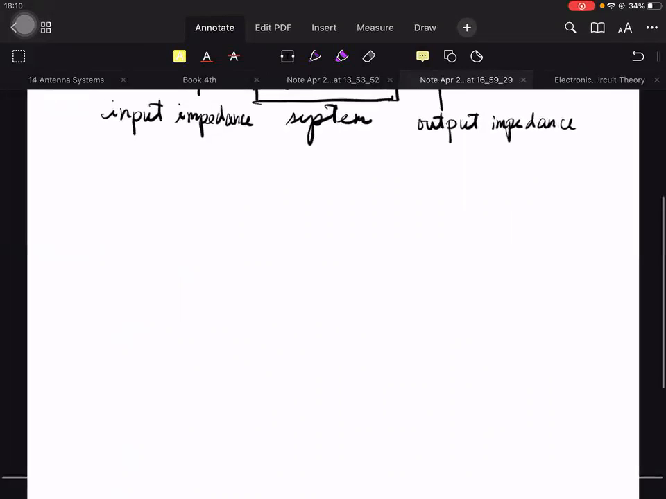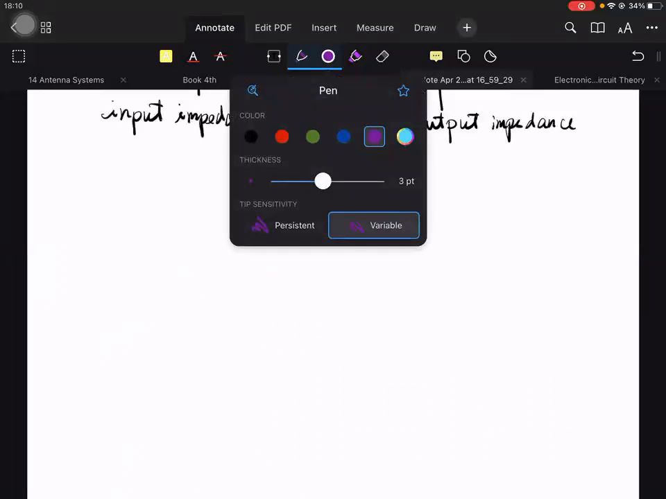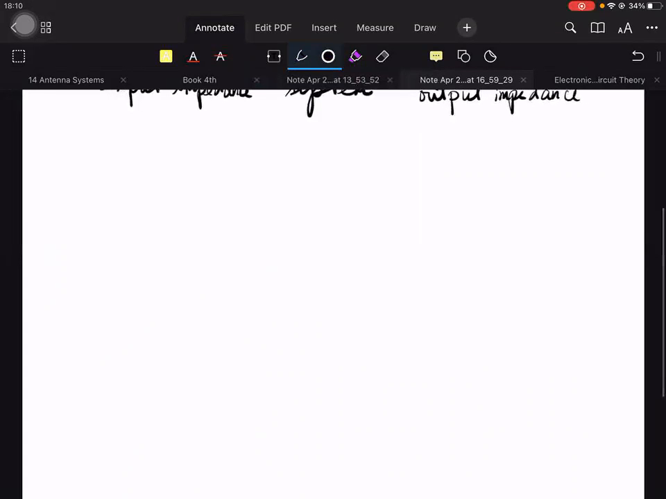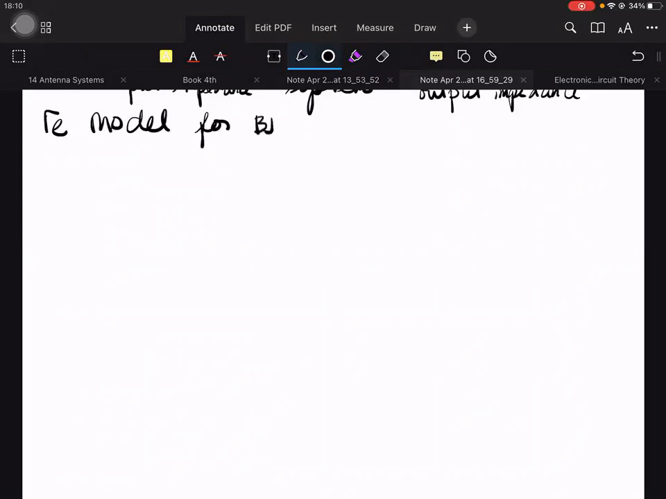So input impedance, output impedance, and gain. We'll adopt a model for our BJT. For our type of analysis, we'll use the RE model for BJT AC analysis. RE model ang gamiton.